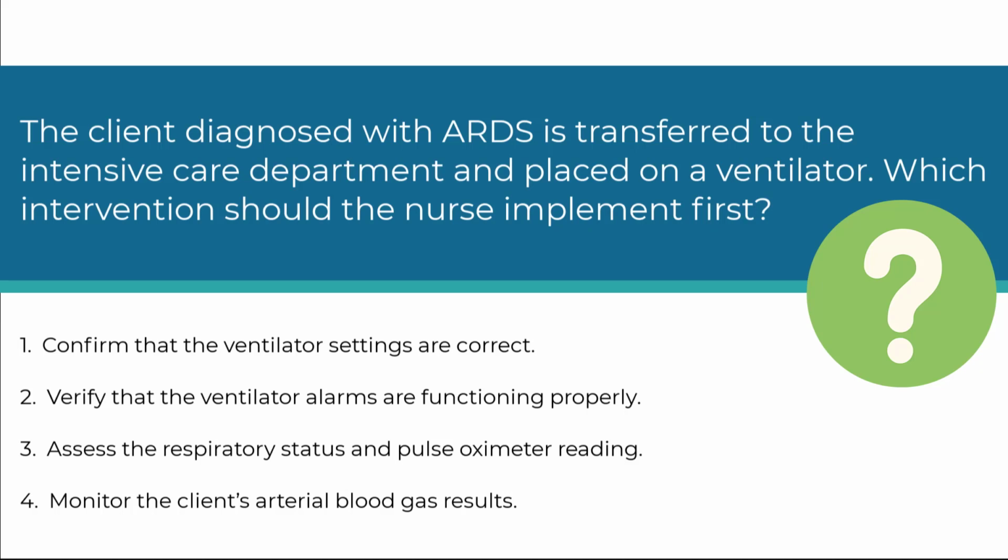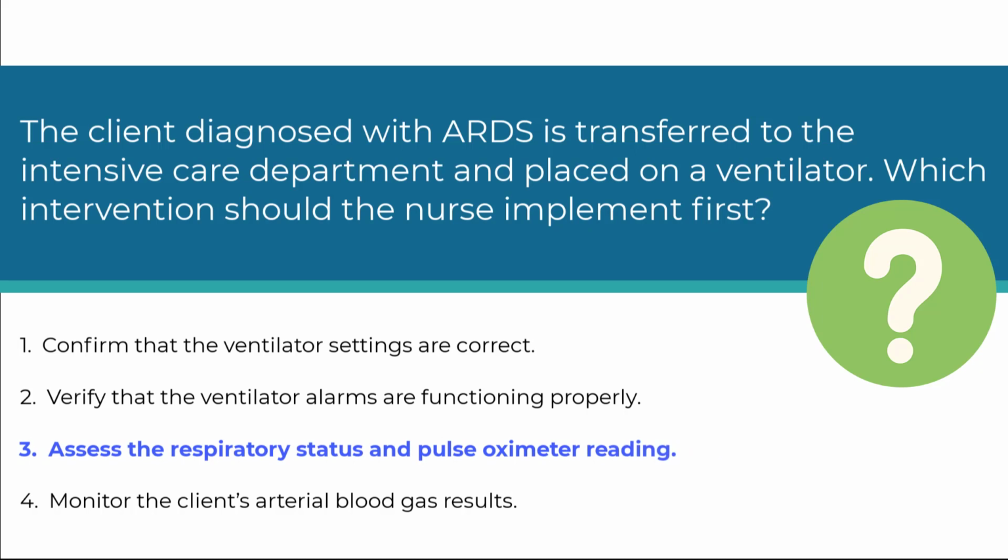Let's read through the answers again. Number 1, confirm that the ventilator settings are correct. Number 2, verify that the ventilator alarms are functioning properly. Number 3, assess the respiratory status and pulse oximeter readings. And number 4, monitor the client's arterial blood gas results. The correct answer is number 3.